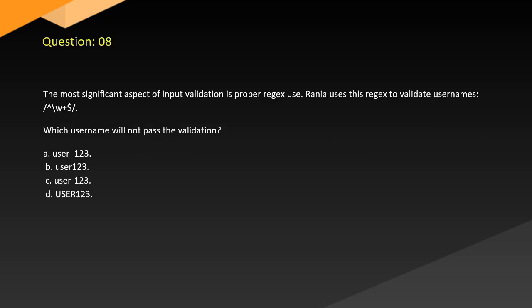Question 8. The most significant aspect of input validation is proper regex use. Rainier uses this regex to validate usernames, \w+. Which username will not pass the validation? A. User. B. User. C. User-123. D. User.